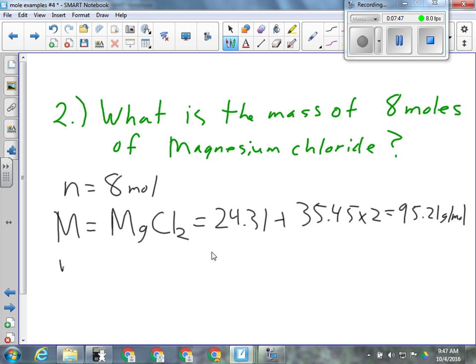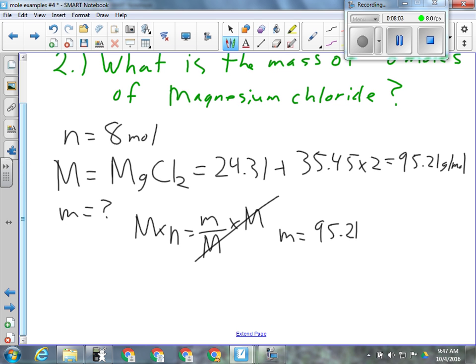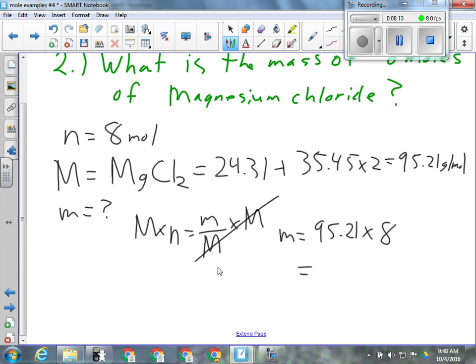I'm looking for the mass, little m, so I have to manipulate the mole equation. N equals little m over big M. Going to multiply both sides by big M. And now I've got my formula. So little m is going to be 95.21, our molar mass, multiplied by 8 moles. So we have 761.68 grams.